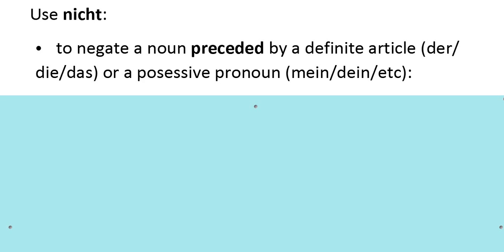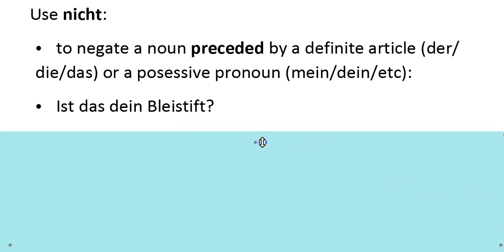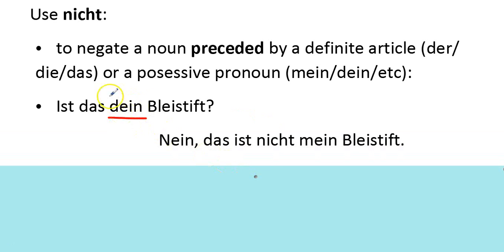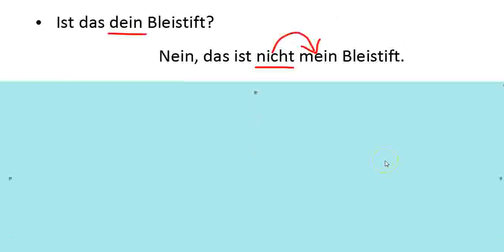After you take a look at kein, let's go ahead and look at nicht. So nicht is used in German, and nicht simply negates nouns that are preceded by articles, like "not the," or possessive pronouns. So if you take a look at this example, ist das dein Bleistift? So is that your pencil? If it's not your pencil, you would negate the possessive pronoun by saying das ist nicht mein Bleistift. So it means it's still a pencil, it just doesn't belong to you. So it's nicht mein or nicht dein.